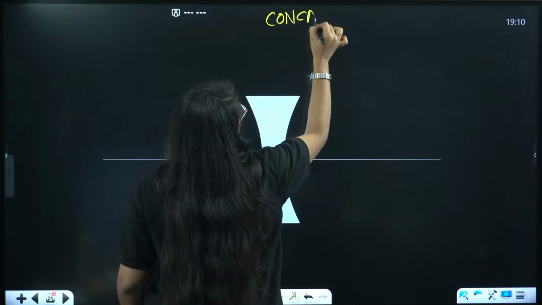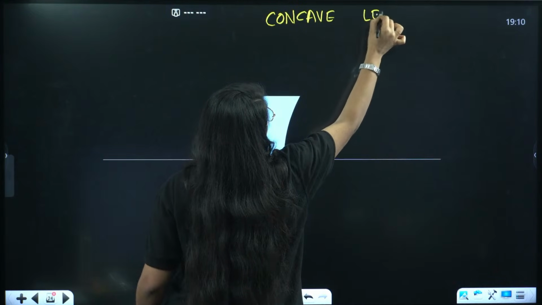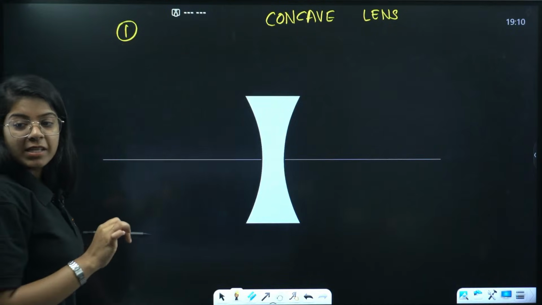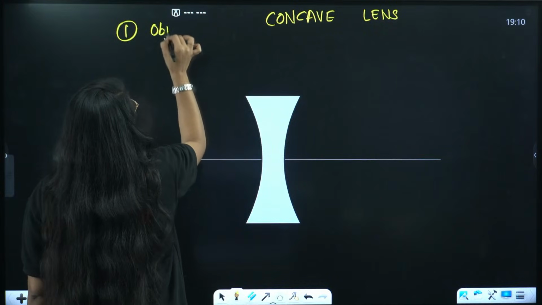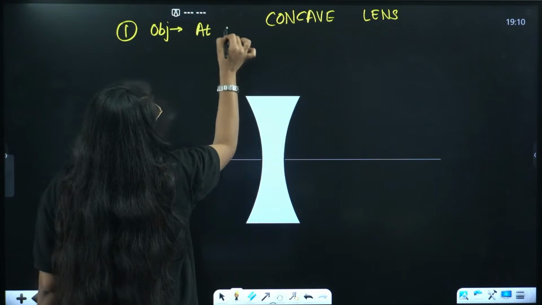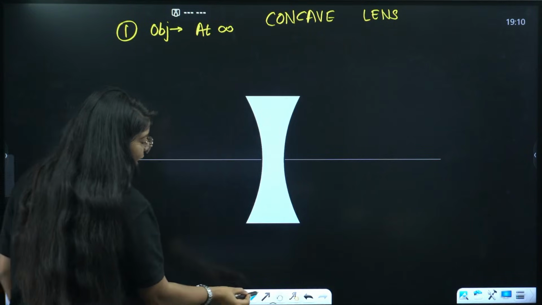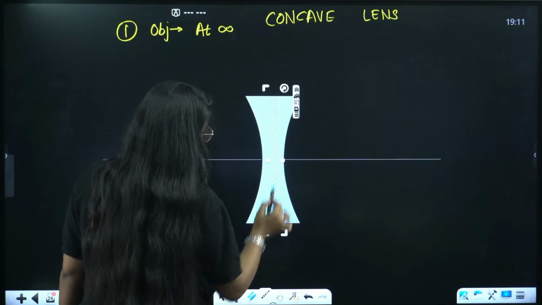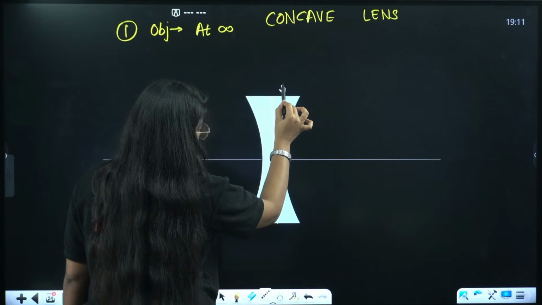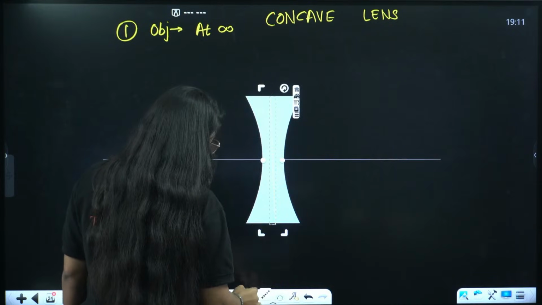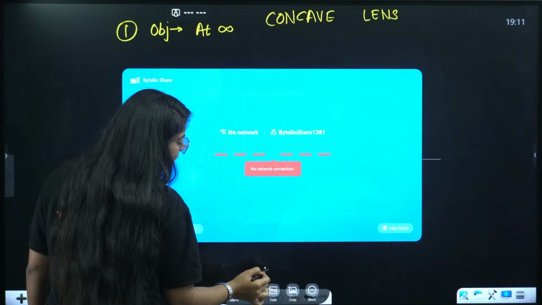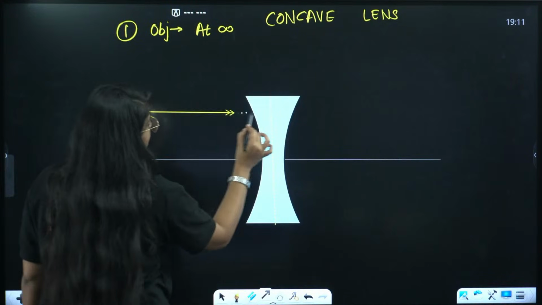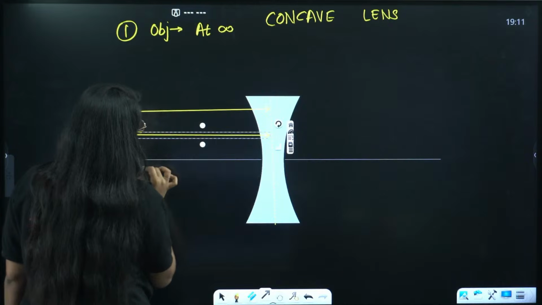Now the next is the concave lens. Okay? We again have just two cases of the concave lens. First is when the object is at infinity. So what will happen when the object is at infinity? Look carefully. When the object is at infinity, all the rays will be coming parallel to the principal axis.